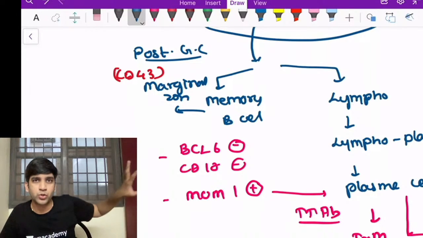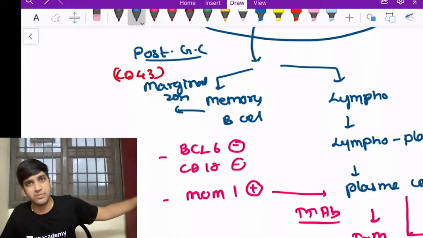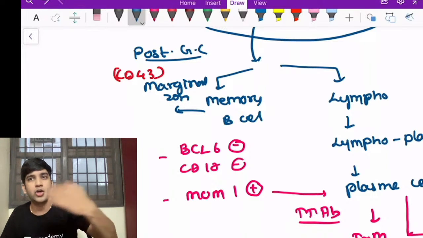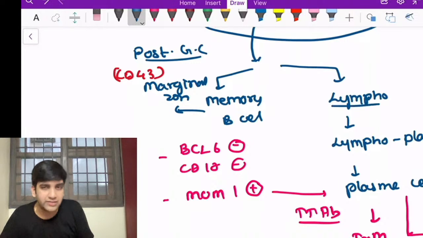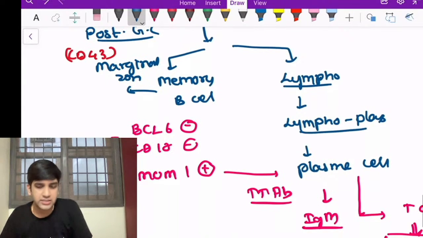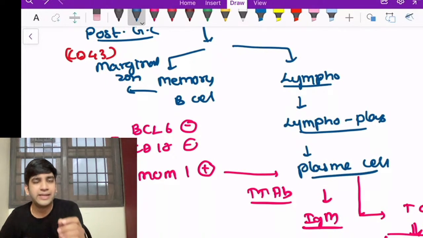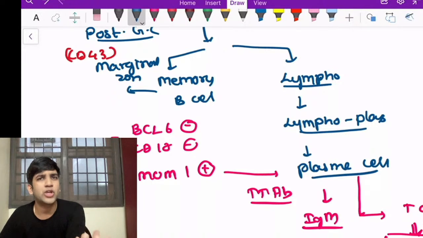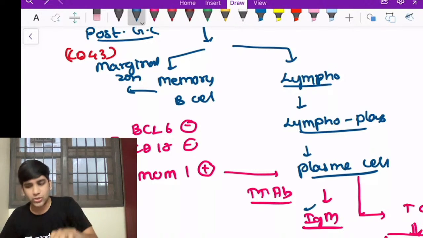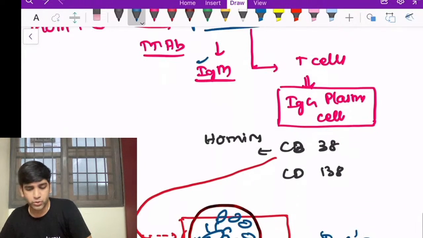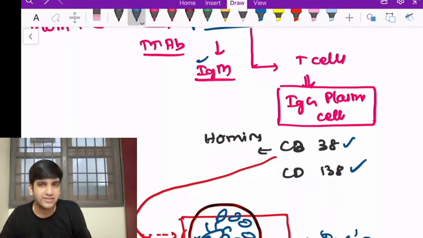One is memory: it goes outside and is stored in the marginal zone as CD43 positive memory B cells. 43 gives me a longer life, that's all. Again, it goes, my lymphocytes become lymphoplasmacytes, then become a plasma cell. The immediate plasma cell which can produce is a very short-lived plasma cell. It produces IgM because that's on the surface. I need to class switch to an IgG positive plasma cell which will have CD38 and CD138.